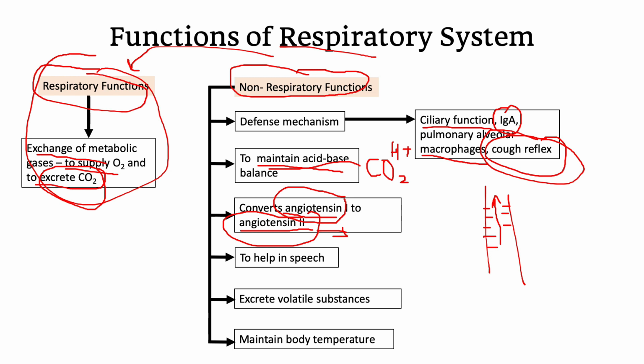Of course, again, the respiratory system is beneficial in our speech. We need our respiratory system for us to speak, and also to excrete some volatile substances. So this is more of the gases, volatile substances, and also to maintain body temperature, because when we breathe out, we also breathe out some water vapor. So again, these are the functions of the respiratory system.